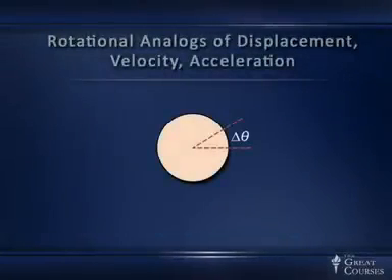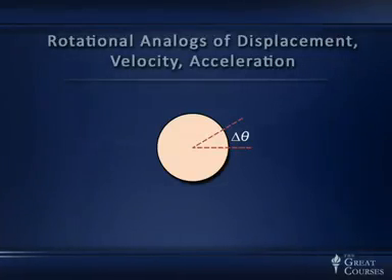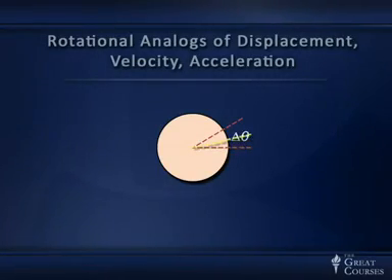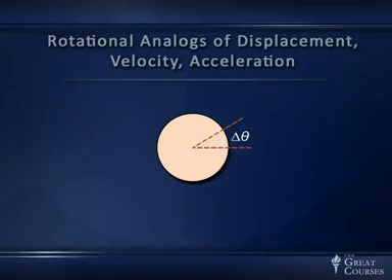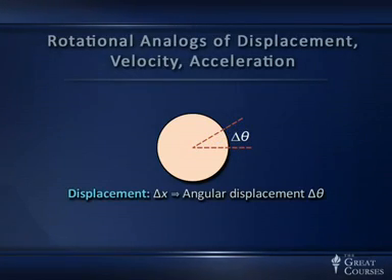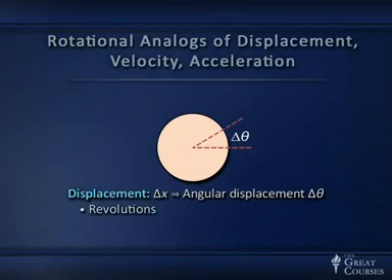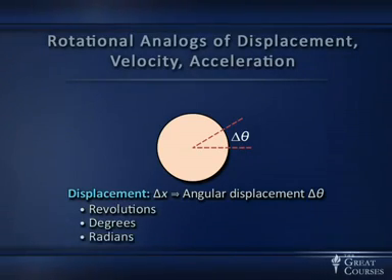So here I've got a picture of an object that's rotated through some angle, which I'll designate delta theta. So it's a disc or wheel or something, and it started out with that dashed line horizontal, and now that dashed line has rotated through an angle delta theta. Theta, the angular position, is going to be our analog of position, and therefore our analog of displacement, delta x, change in position, is going to be angular displacement, delta theta. You could measure it in revolutions, you could measure it in degrees, you could measure it in radians. More on radians in just a moment.